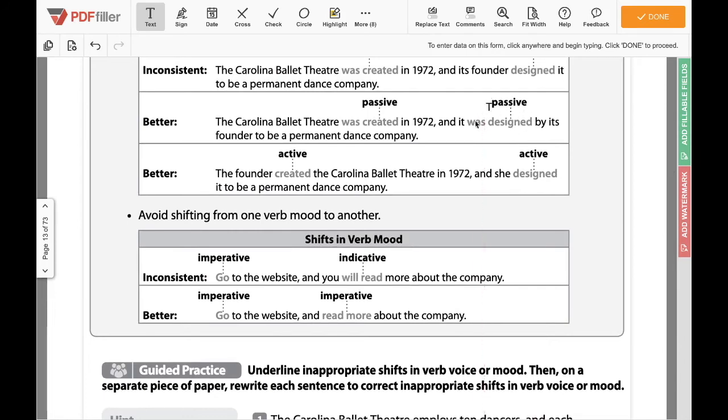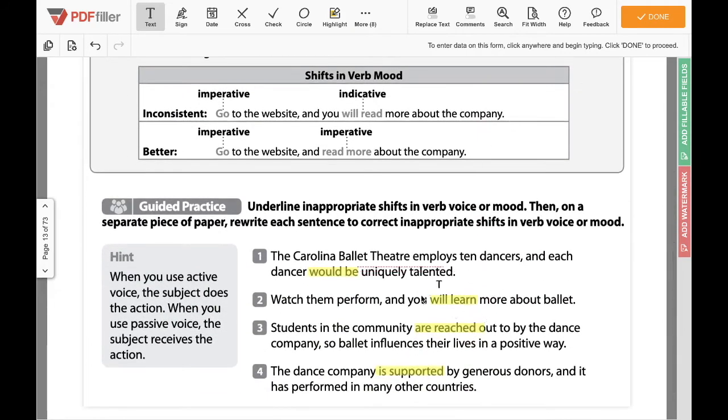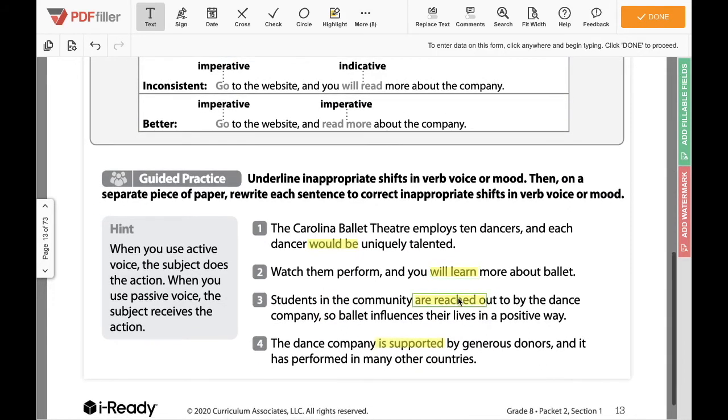So in number 3 and 4, again, 3 we're dealing with the are reached, which if we look up here gives us more of that passive voice. So what we're going to do is go ahead and change it to active, but really you could vary it in different ways and change both of them to passive or both of them to active. You change these verb moods to a specific type of verb mood, but I'll show you how I'm going to do it here.